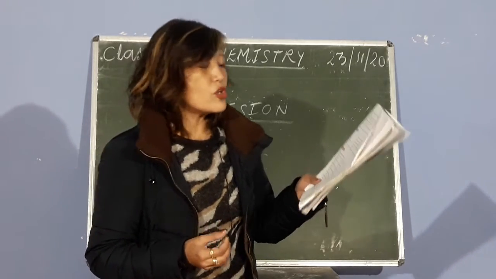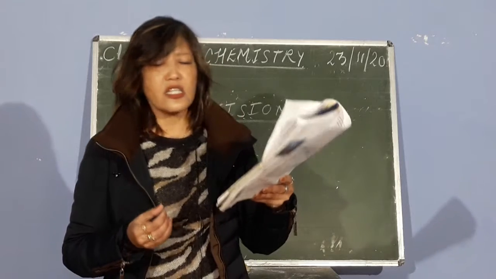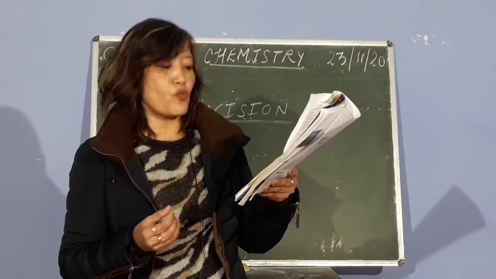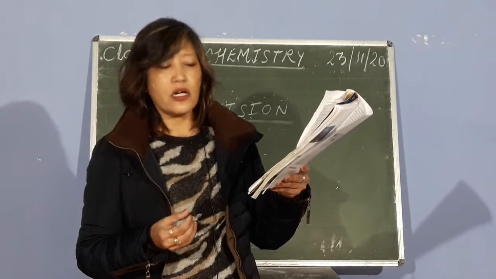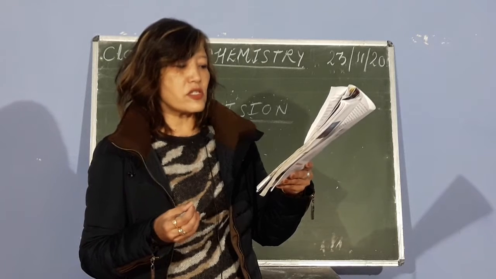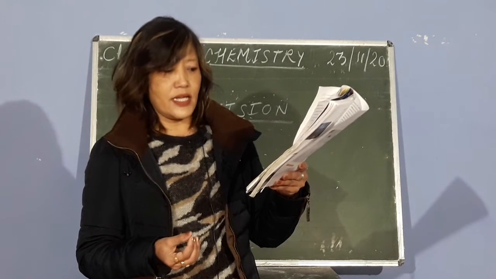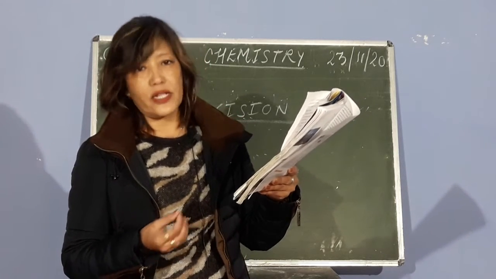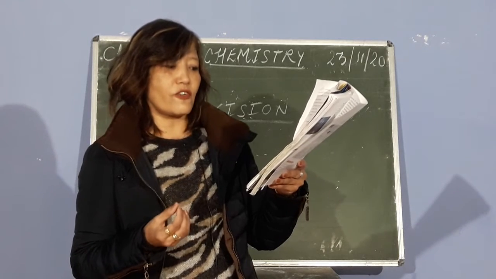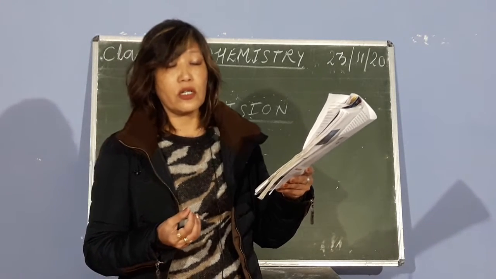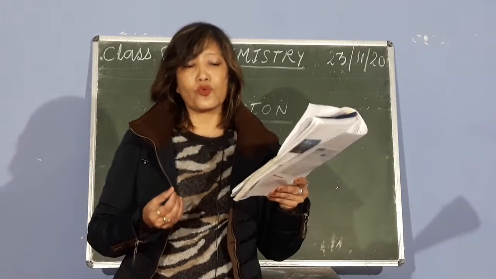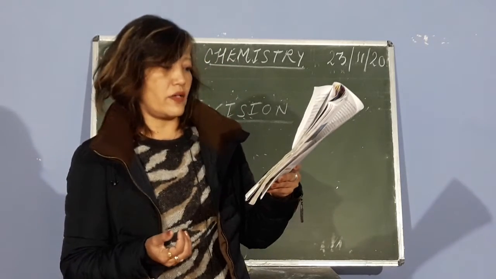Then number 2, which of the following is not a source of surface water? The options are oceans, rivers, wells and lakes. And the answer is wells. Wells is not a source of surface water. Actually, wells are the source of underground water.